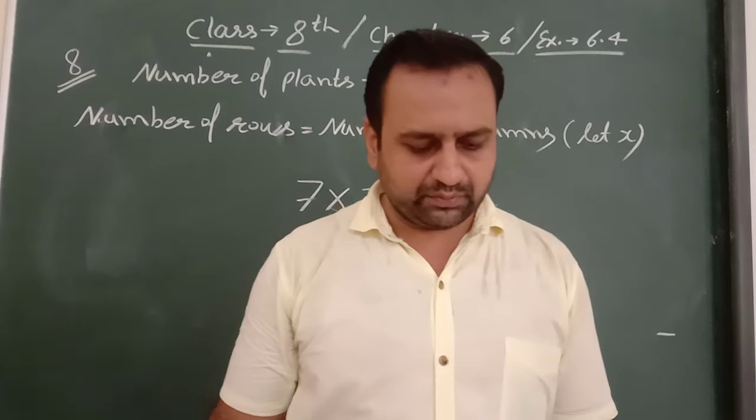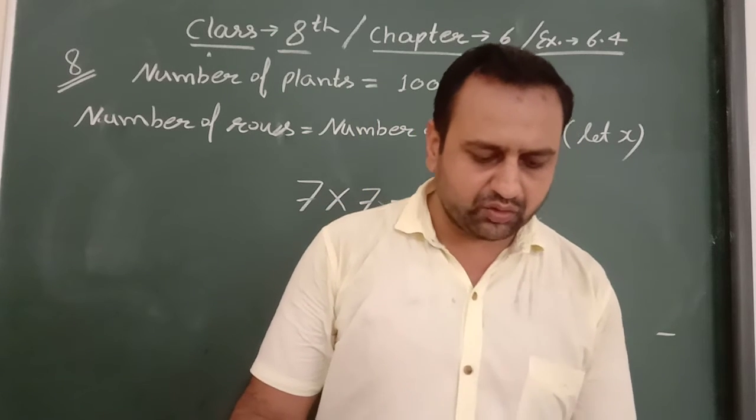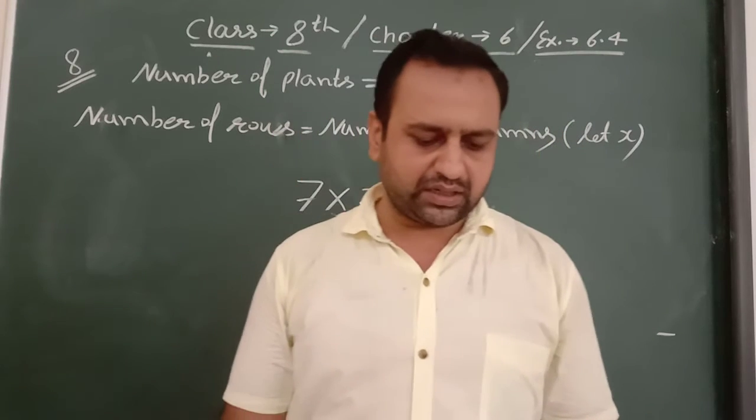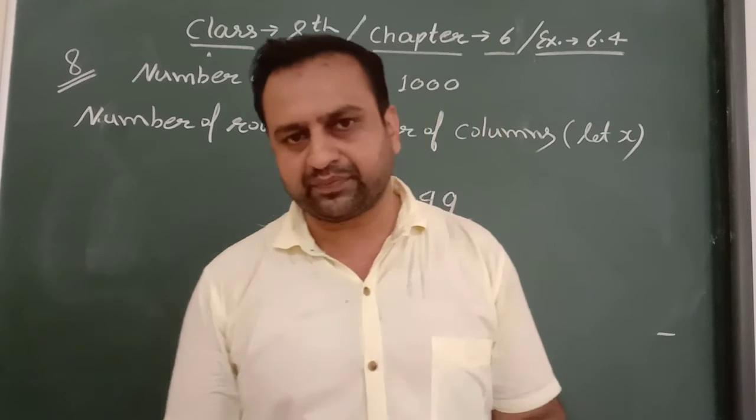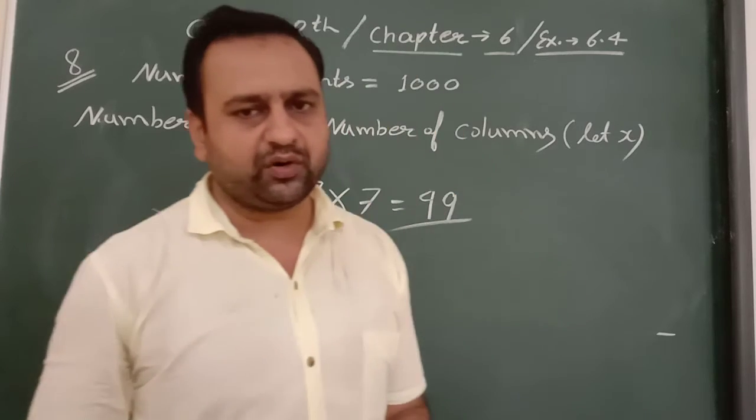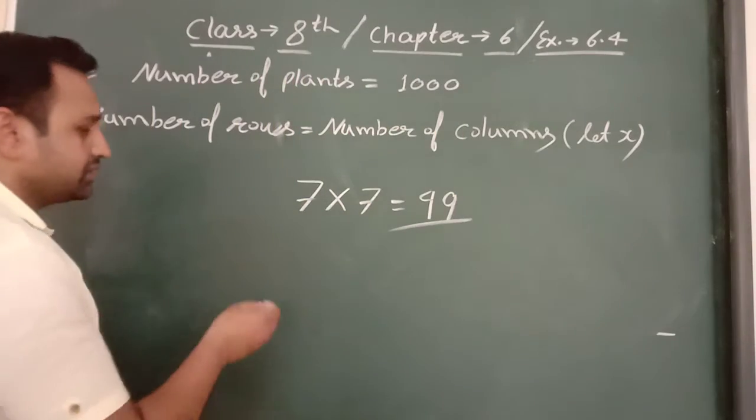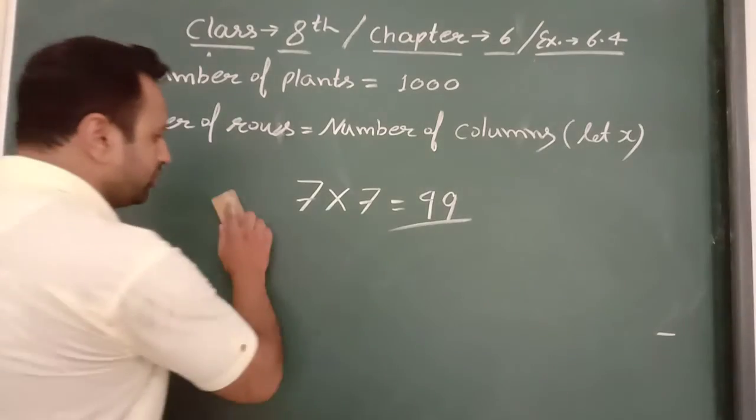Okay, now start question number 8. In the question, a gardener has 1000 plants and he wants to plant these in such a way that the number of rows and number of columns remain the same. Firstly, we discuss the number of rows and columns. What are rows and columns?